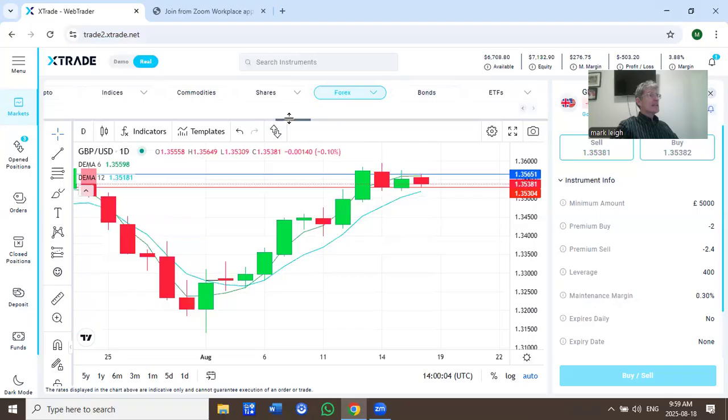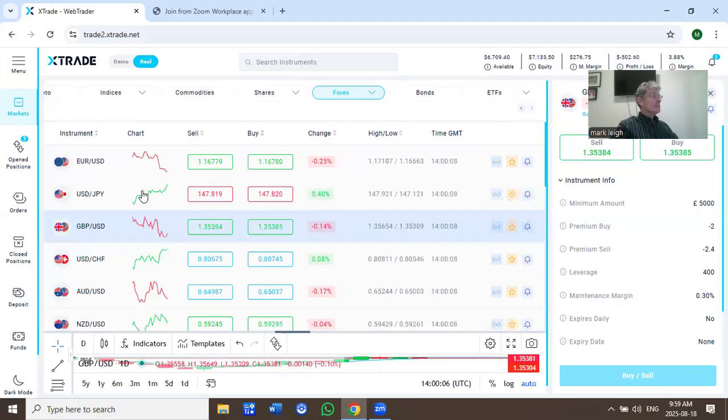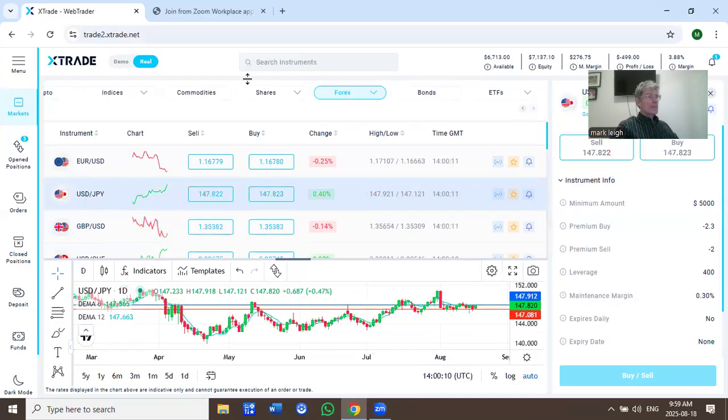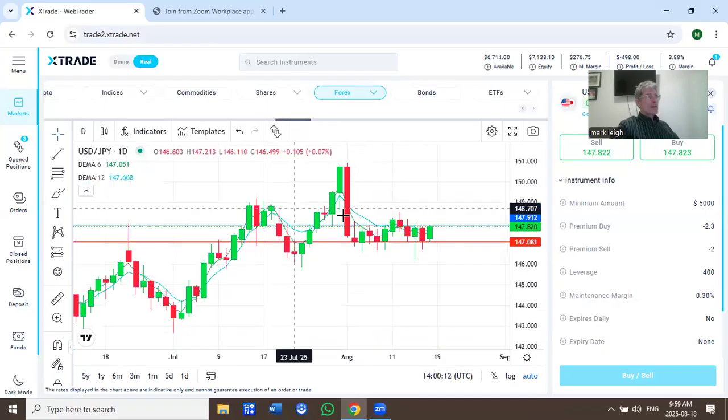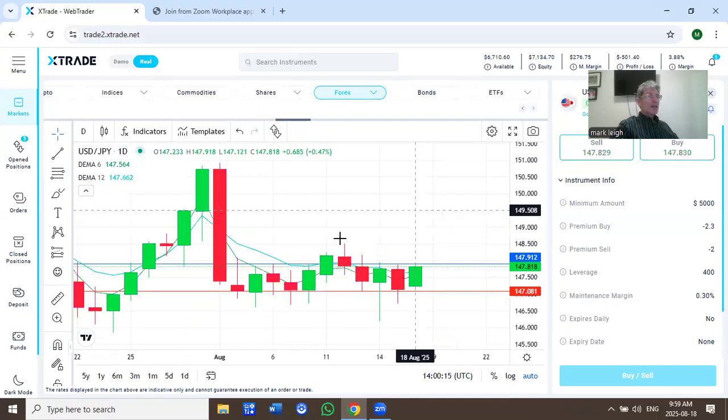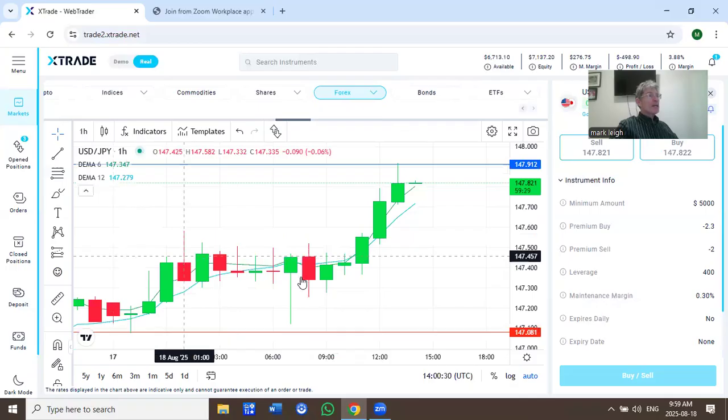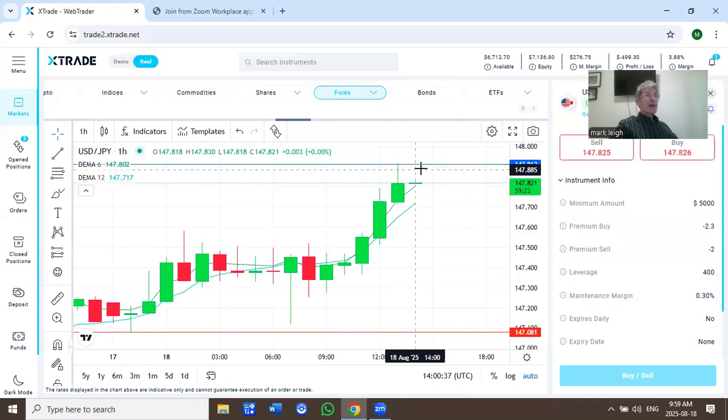US dollar against the yen. And again, US dollar strength. I've got support at 147.08. I've got resistance at 147.91. Buying US dollar, selling yen. On the hourly, there you see the strong uptrend. Resistance 147.91. Buyers will be looking to test, break above that level, looking up at 148 yen.